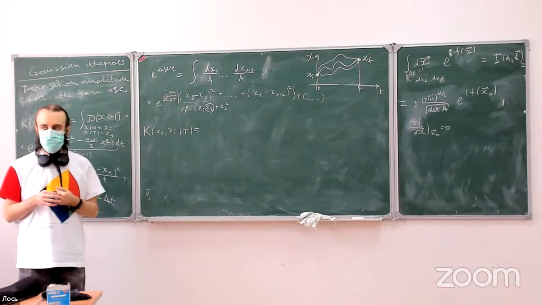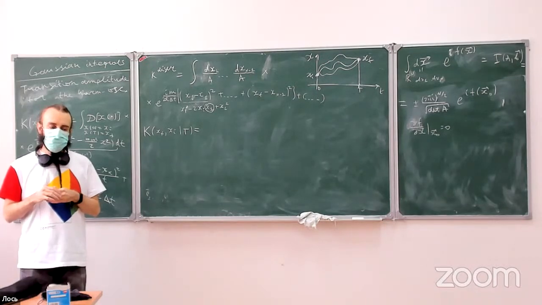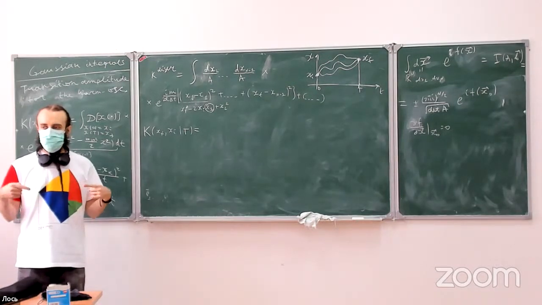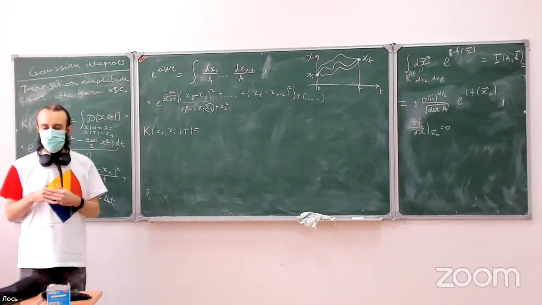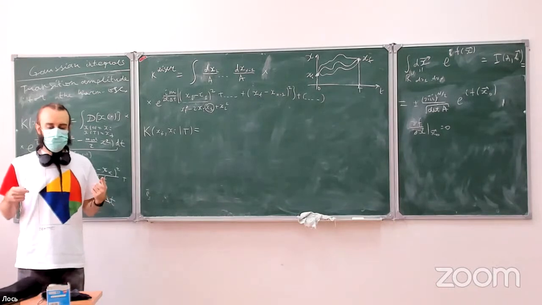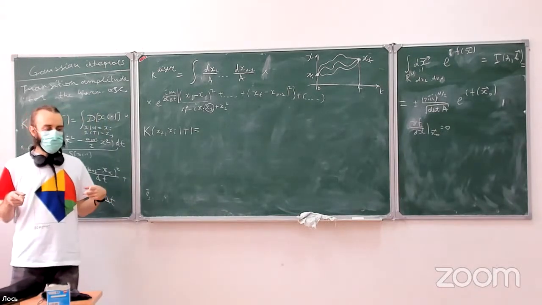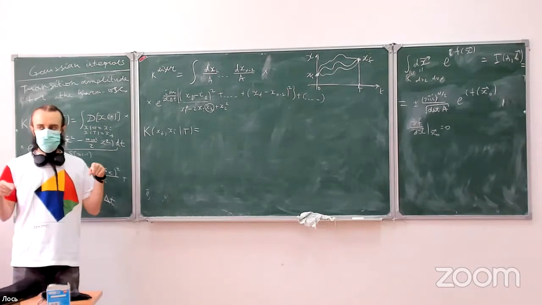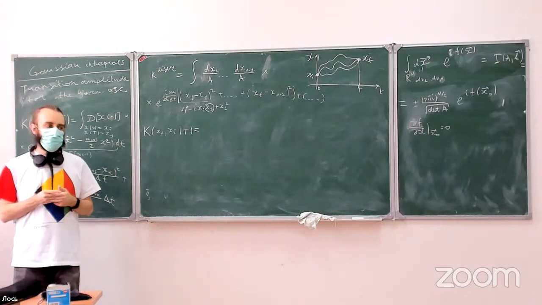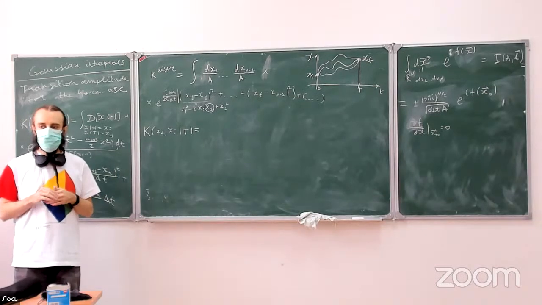Yes, you just take all such functions which are zero in the first and in the last point, and you have n minus 1 such functions.